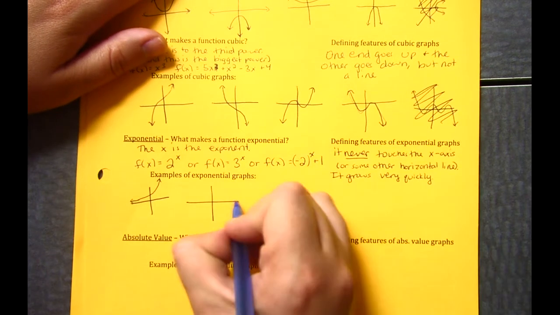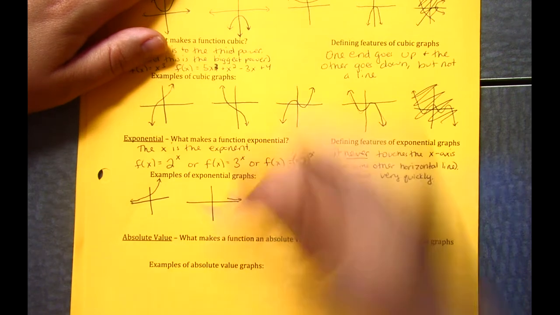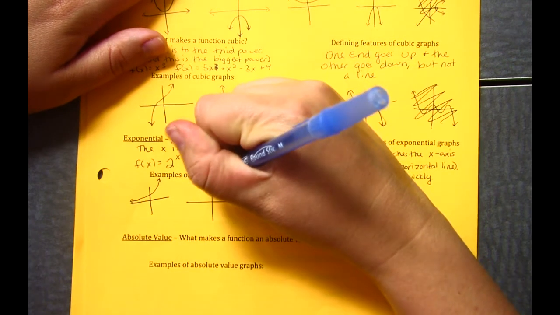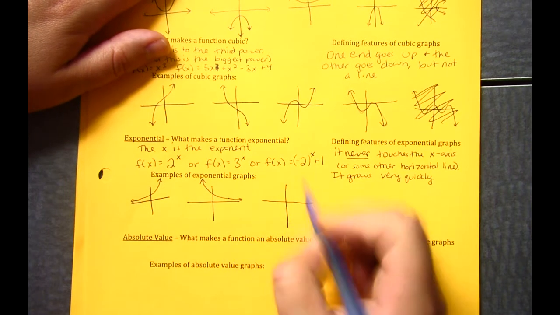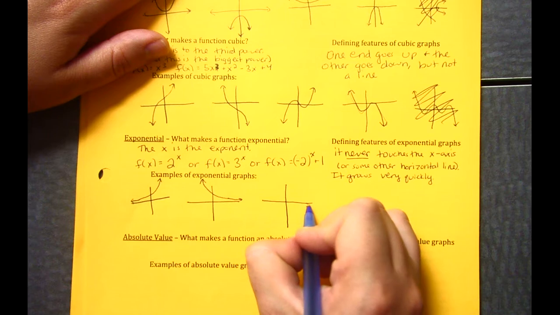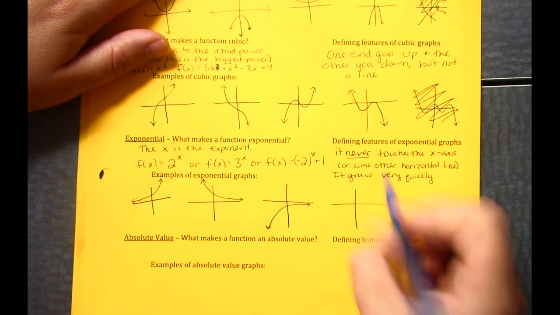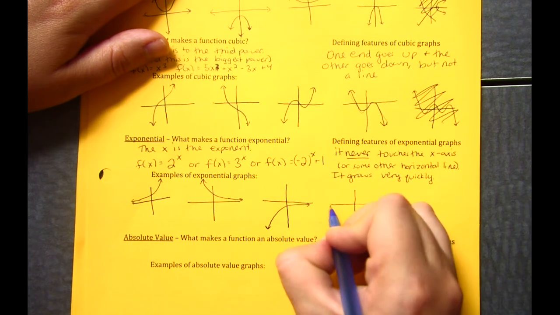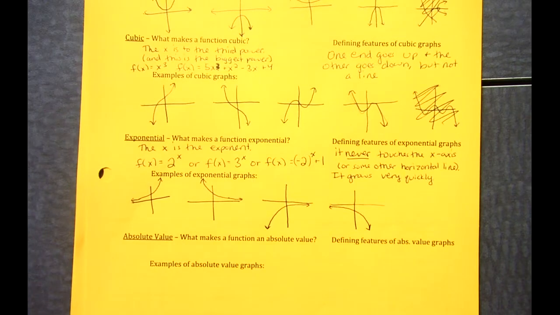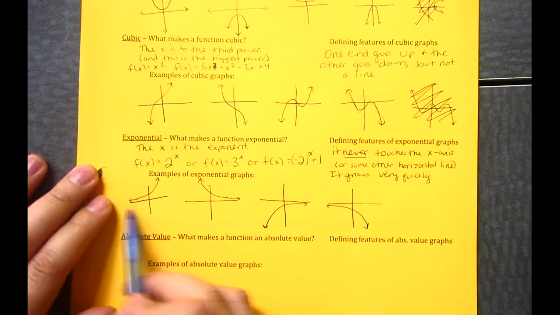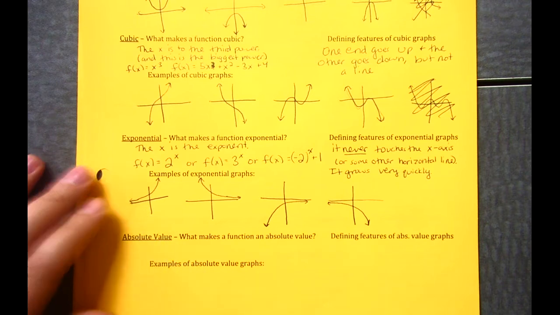Or maybe it gets closer and closer here, but never touches it. And in this direction, it grows very quickly. Or it could get closer down here and go that way very fast. Or it could get closer going that way and go that way very fast. Those are all exponential functions, but it will never touch this x-axis. It will get closer and closer forever, but it will never touch.